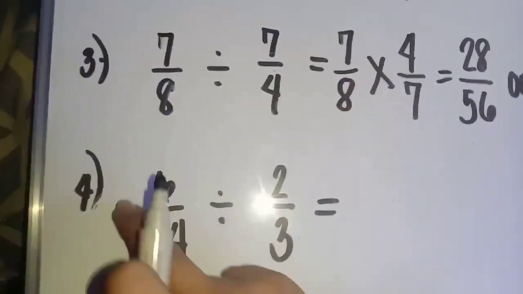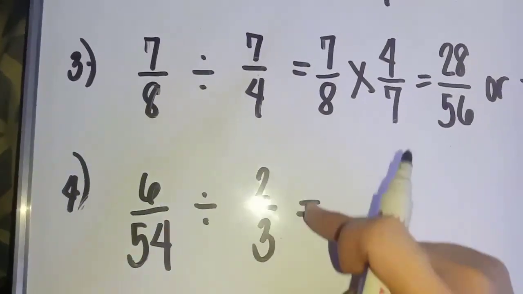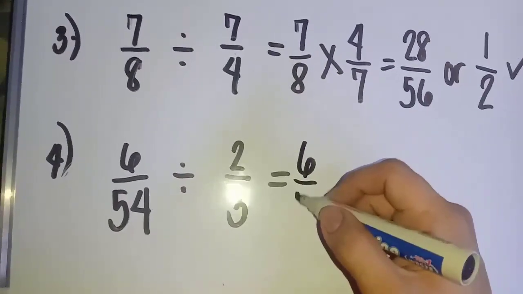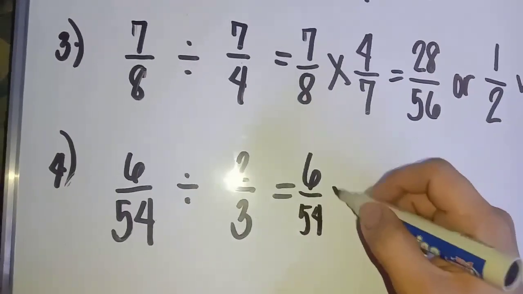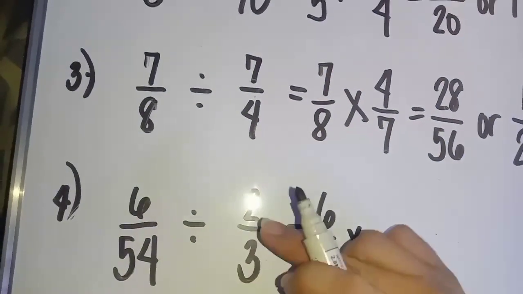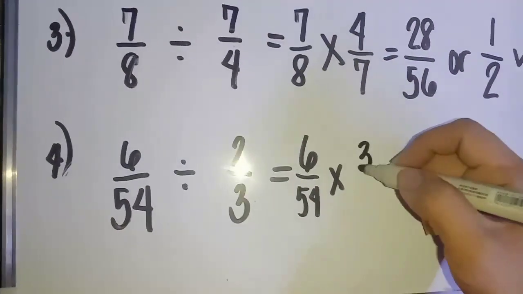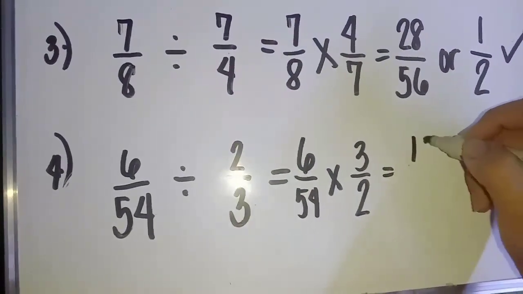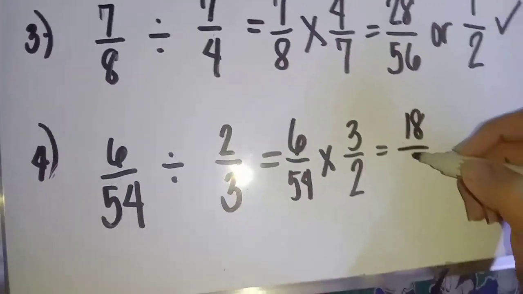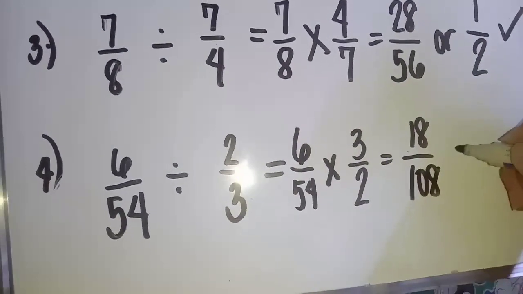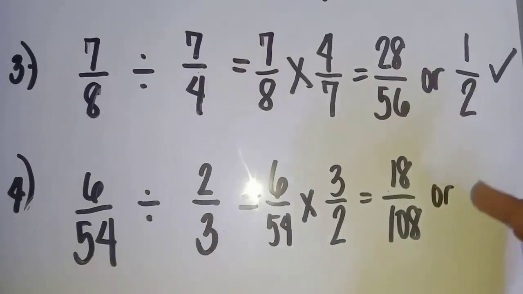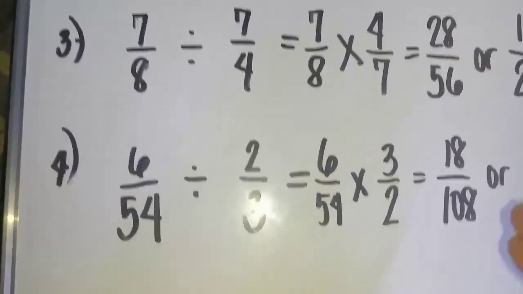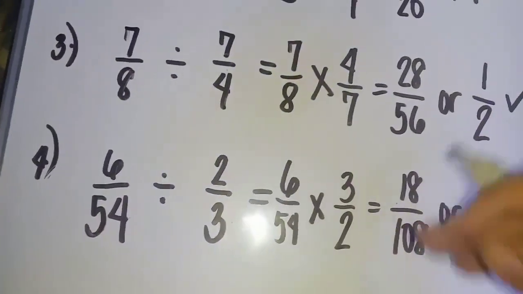Last item, 6 over 54 divided by 2 over 3. Again, retain the first fraction, proceed to multiplication, and find the reciprocal of your second fraction. That is 3/2. Multiply 6 times 3, 18. Then 54 times 2 is 108. Okay? So we need to find the simplest form of 18 over 108, by dividing these numbers by 9.